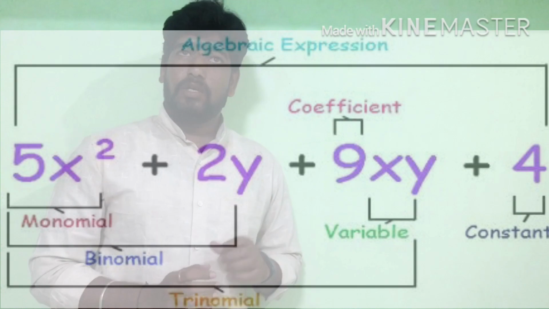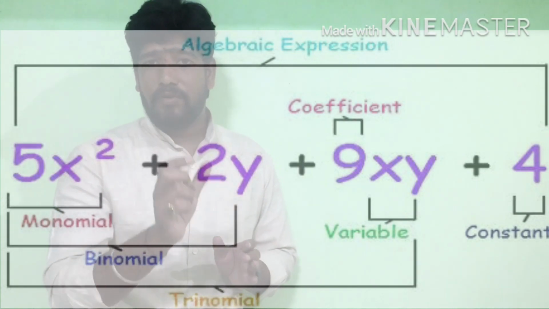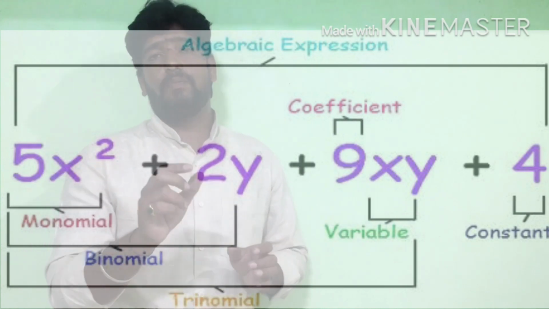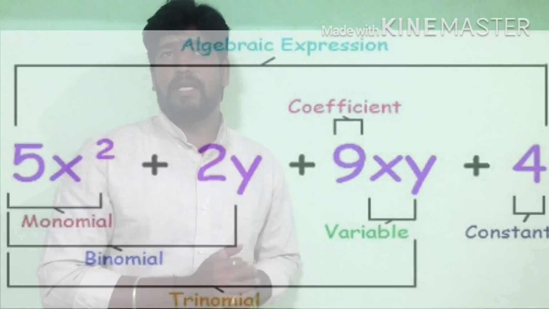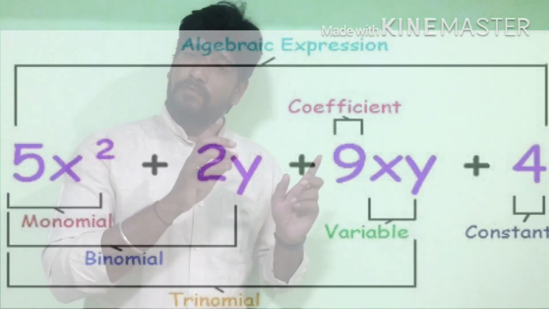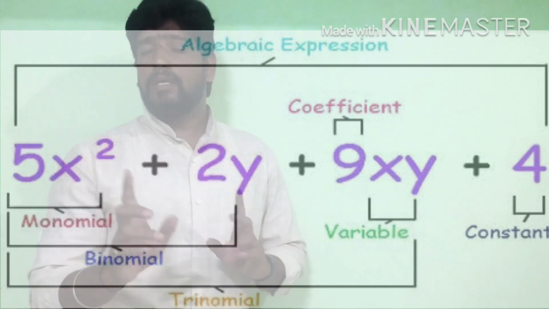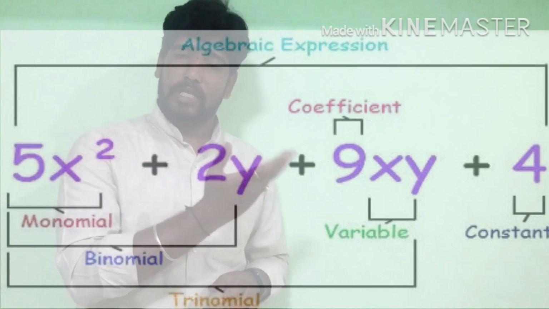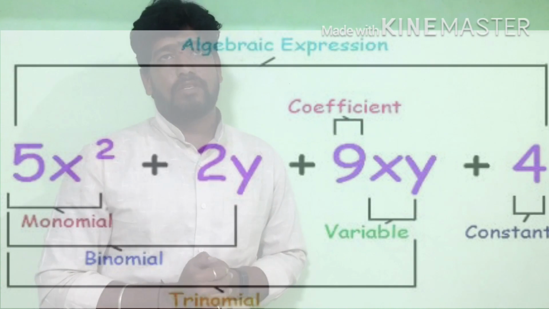And next, if we consider only 5x square, it is a monomial. If we consider 5x square plus 2y, it becomes a binomial because two terms are there. And next, if we consider 5x square plus 2y plus 9xy, it is a trinomial. Is it clear? Three terms are there, so trinomial. The last one, 4, is the constant.